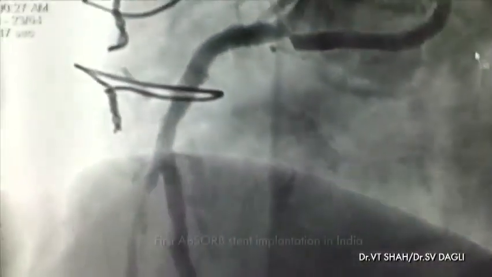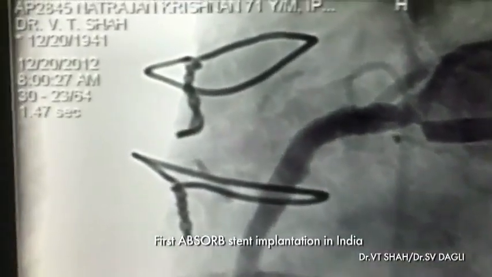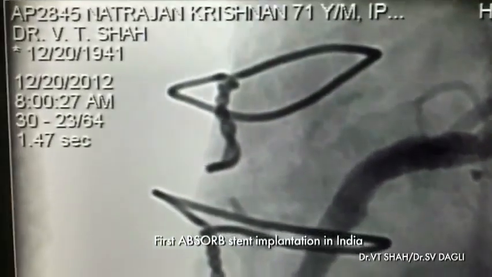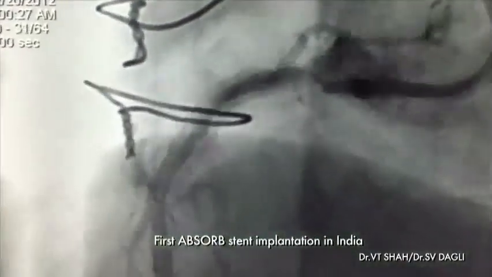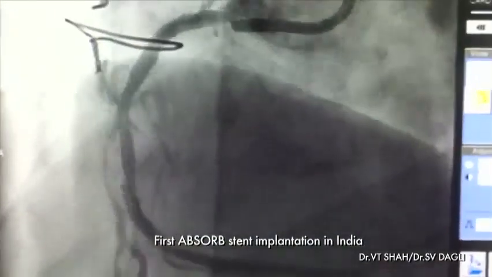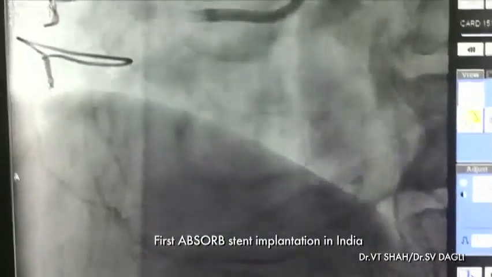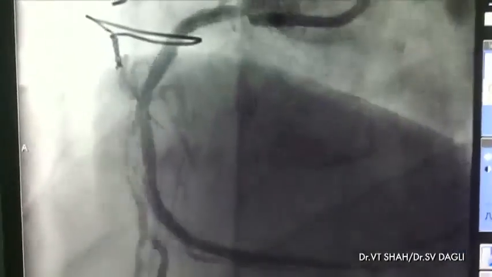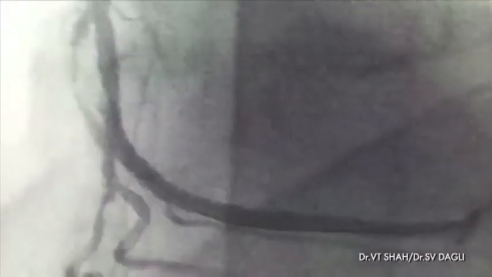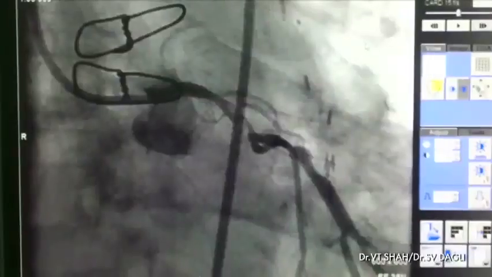And now you can see the final recording, or the final picture of this, both the Absorb stents being deployed in the right coronary. You see the smooth lumen, that the narrowings are gone, the blockages are gone. And now as we take the check shots of this and confirm that things are okay now and stable, we then go to the next artery, which is the circumflex artery on the left side.